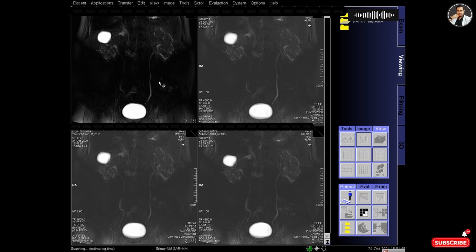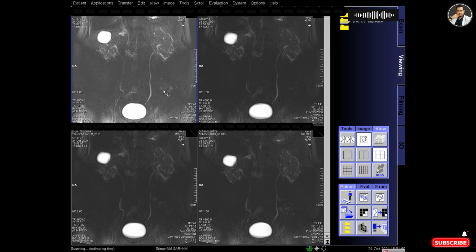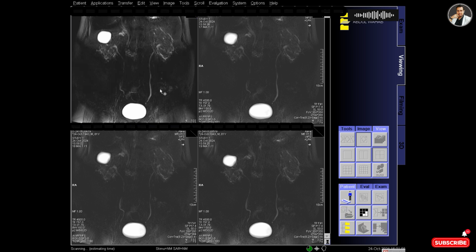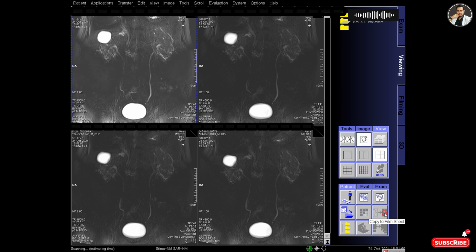I'm checking out my urography images, the heavily T2-weighted thick slice coronal images. So I take this image repeatedly, 4 to 5 times.